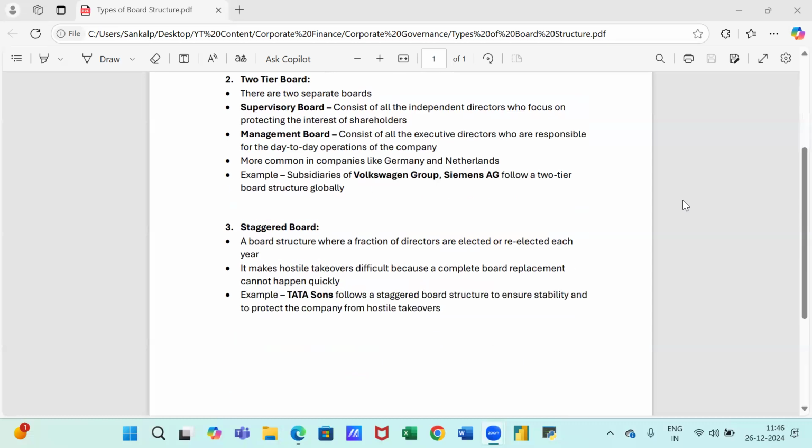Third, we have a staggered board structure. So here what happens is a fraction of directors are elected or re-elected each year. The basic purpose behind having this kind of board structure is that it makes hostile takeovers very difficult, because a complete board replacement cannot happen very quickly. A very good example from the Indian context can be Tata Sons, which follows a staggered board structure in order to ensure stability and to protect the company from hostile takeovers.